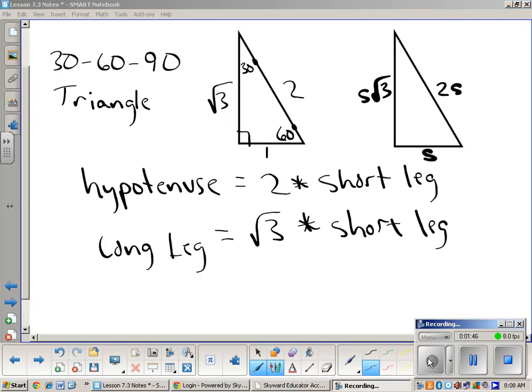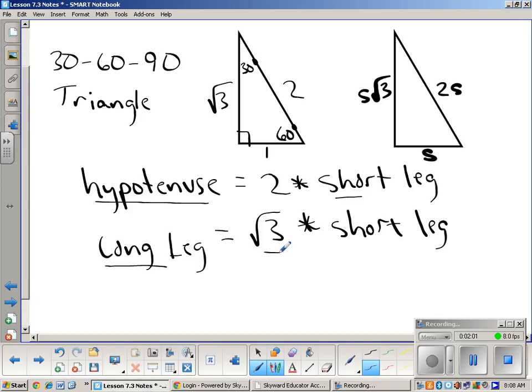This is a 30, 60, 90 right triangle. There's a special relationship between the hypotenuse and the short leg, and there's a special relationship between the long leg and the short leg. I like these two rules written this way because it helps you to solve when you're looking for one of the sides, okay? And these rules match what we're saying up here.